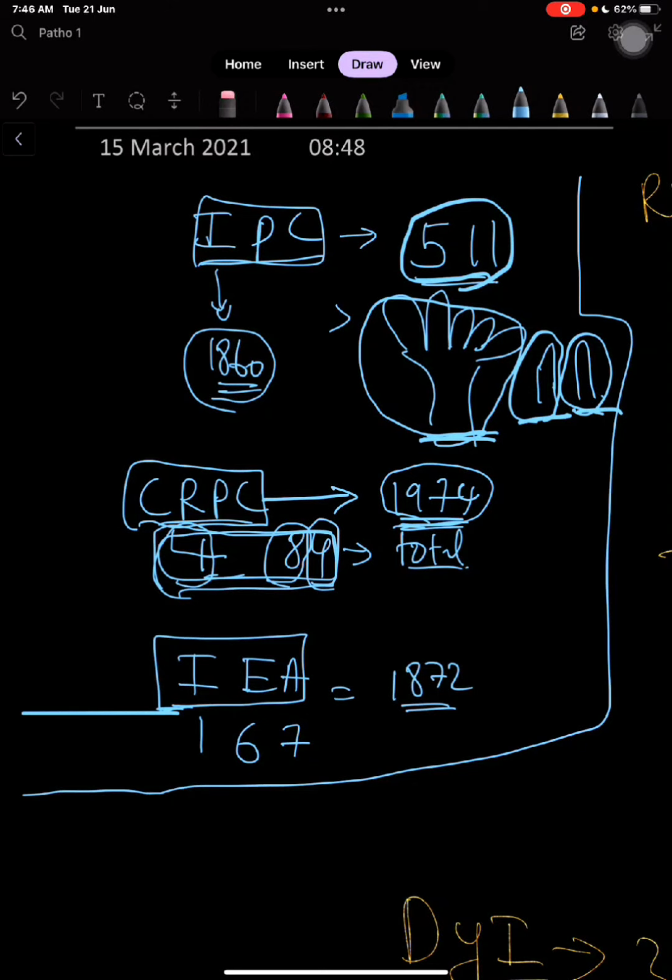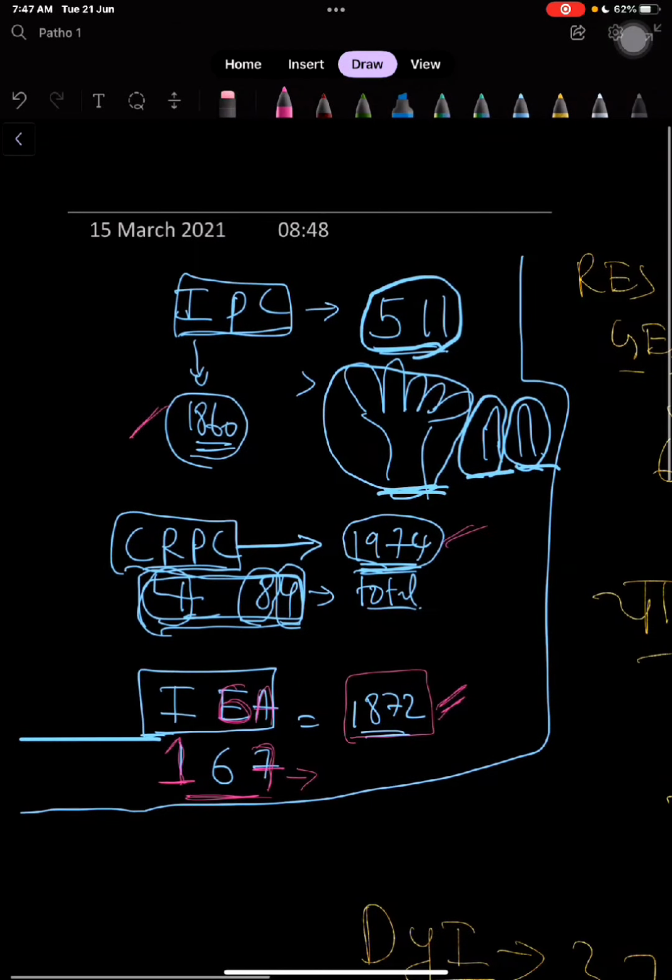Then IEA. If you were to write I, then E, and then A, the I looks like a 1, E can somehow be modified to a 6, and then A can somehow be modified to a 7. So totally we have 167 codes in the Indian Evidence Act. These 167 are the total number of articles within the Indian Evidence Act, and this was coded in 1872. So the first thing which came up was the Indian Penal Code, followed by the Indian Evidence Act in 1872, and then in 1974 we have the CRPC.